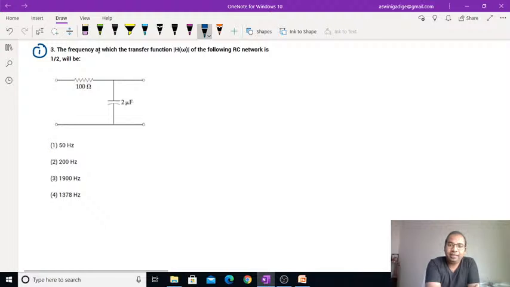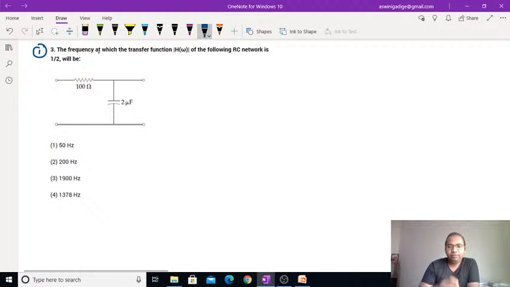and coming to the reactive network, the output voltage depends upon two parameters. What are the two parameters? One is the input signal voltage and the second one is the input signal frequency. Okay, so that is the difference between the resistive networks and the reactive networks.